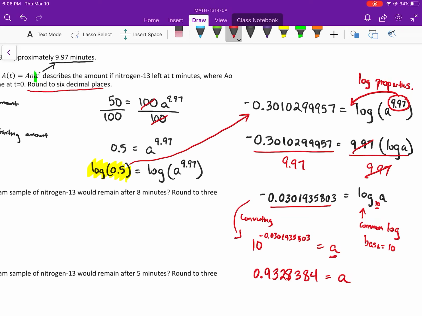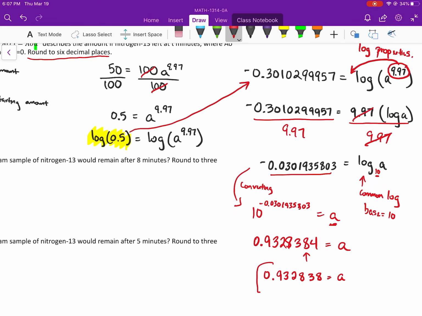And that might be more decimal places than what it's asking for. It said up here in the problem, round to 6 decimal places. 1, 2, 3, 4, 5, 6. This is the 6th decimal place. That 4 doesn't mean anything, does it? So 0.932838 equals A. And that is the answer to part 1.